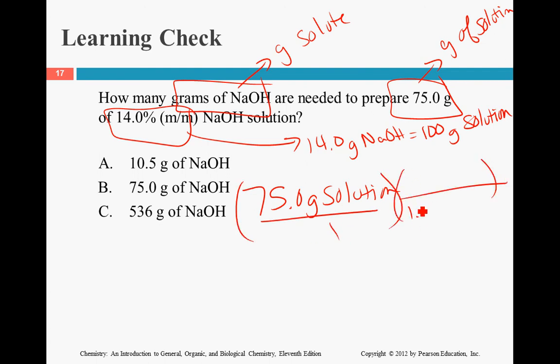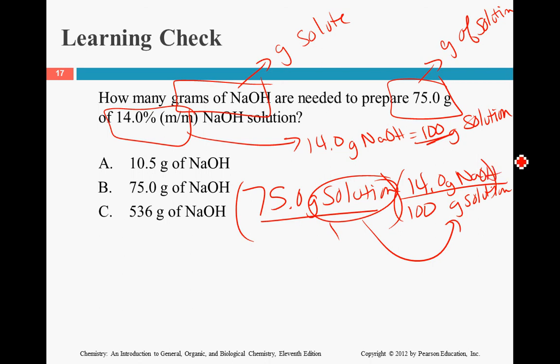For every 100 grams, because solution's on the top, we want to put grams of solution on the bottom of the next one. 100 goes with grams of solution. And 14.0 grams of NaOH then goes on the top. And notice, grams of NaOH is what we're looking for. Grams of NaOH is on the top of the last bracket. So it's going to be 75 times 14 divided by 100, which comes out to be 10.5.